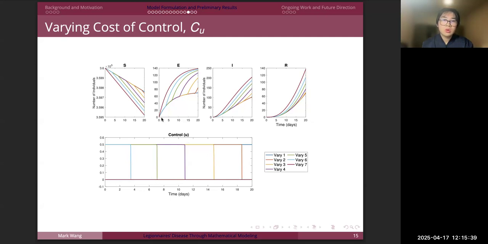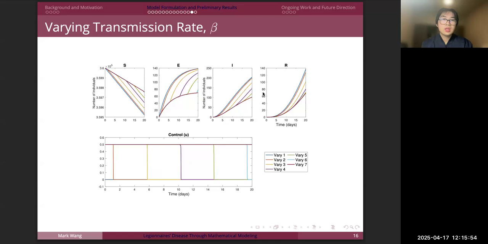And when we don't run it, we're going to have a high exposed and high infected population. And this is the opposite. If we have a very low cost, we're going to want to run it the entire time and thus flatten out our exposed and infected populations.